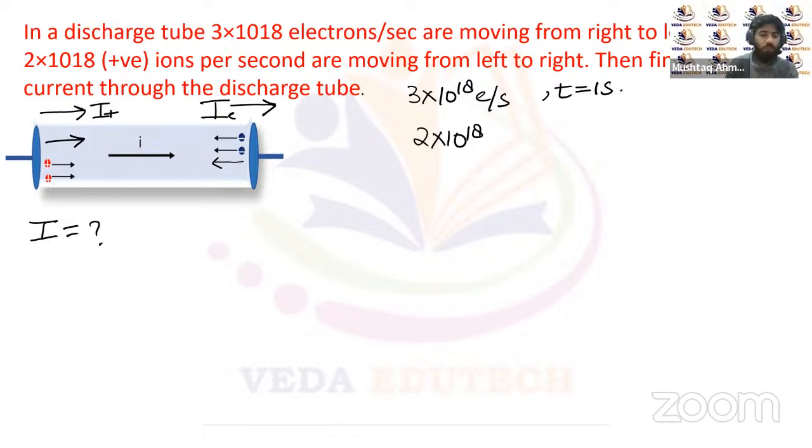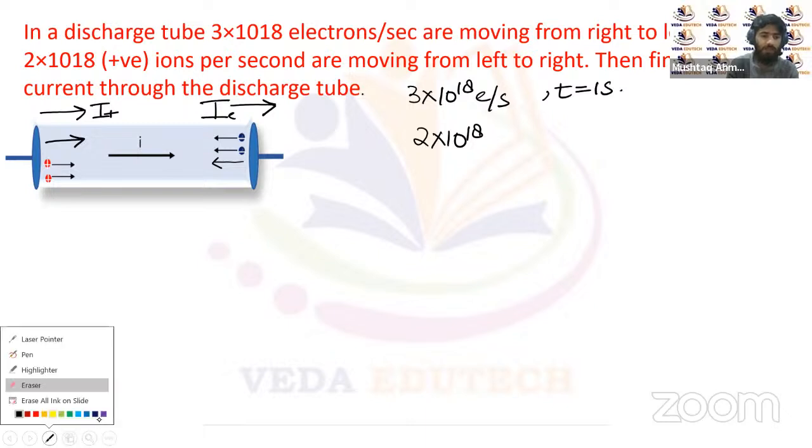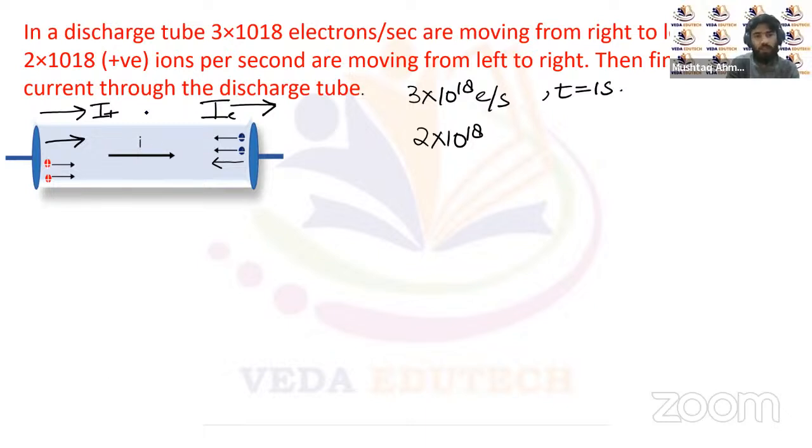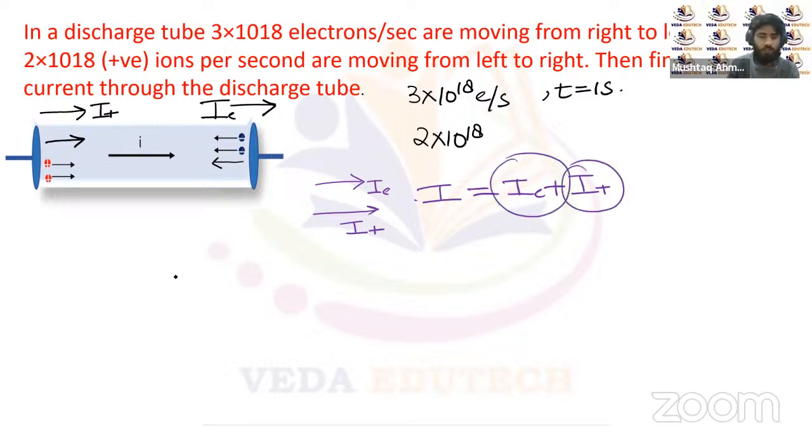So we can just calculate the total current. This is the current in this direction. Two currents are in the same direction, IE and I plus are also in the same direction. It means that the total current I will be equal to IE plus I plus, the current because of the positive charge and the current because of the negative charge.